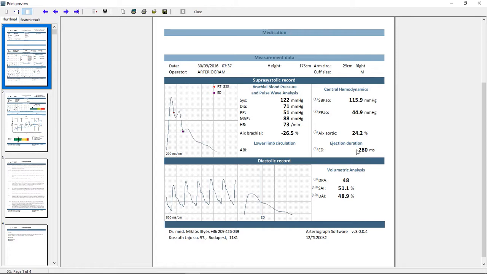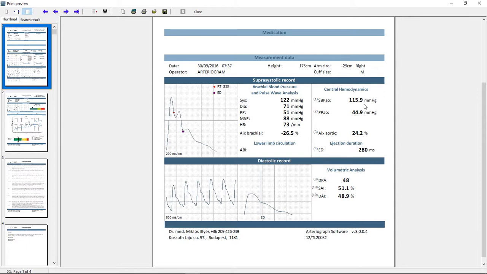This parameter today is not so important because we do have better parameters to describe the left ventricle function, such as ejection fraction by ultrasound. For this reason, we do not take it into account in the evaluation. However, the central systolic blood pressure, central pulse pressure, and augmentation index are taken very seriously into account. You can see a numbering of these parameters: 1, 2, 3, 4, and so on. In the third page of this report, we provide a detailed description of each parameter together with their normal value.